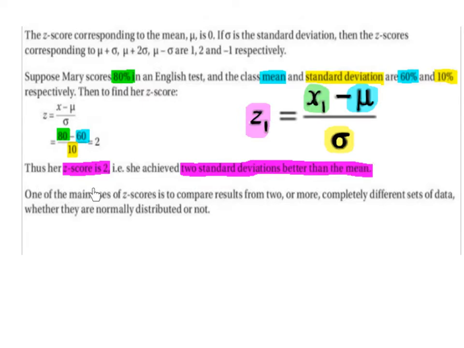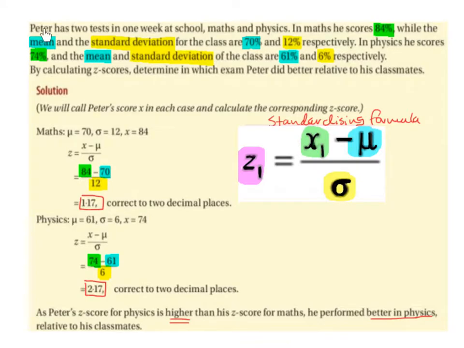One of the main uses of Z-scores is to compare results from 2 or more completely different sets of data, whether they are normally distributed or not. Peter has 2 tests in 1 week at school, maths and physics. In maths, he scores 84%, while the mean and the standard deviation for the class are 70% and 12% respectively. In physics, he scores 74%, and the mean and the standard deviation of the class are 61% and 6% respectively.